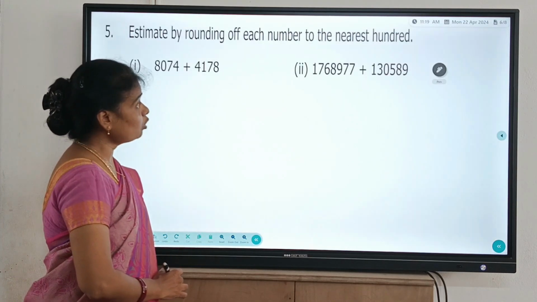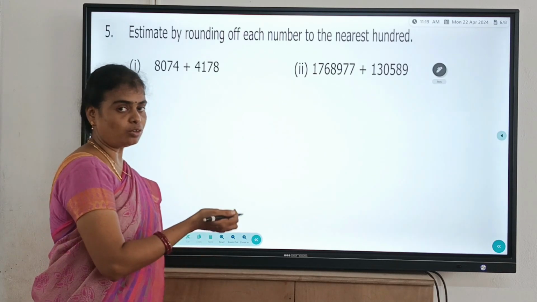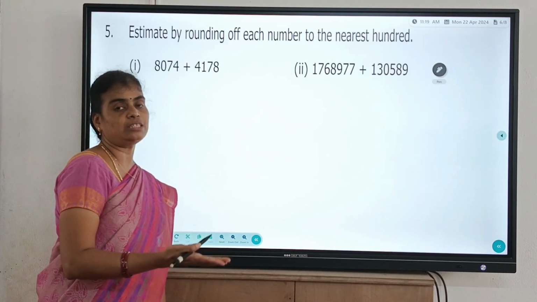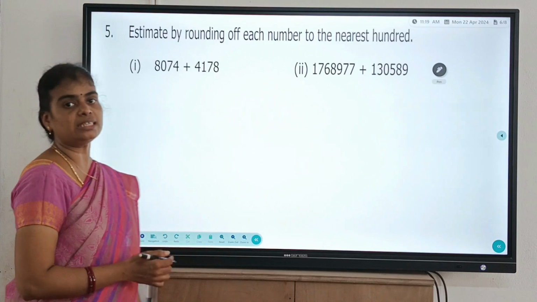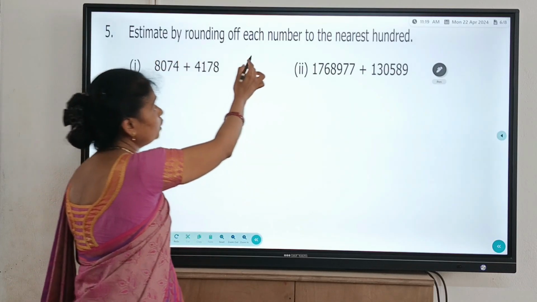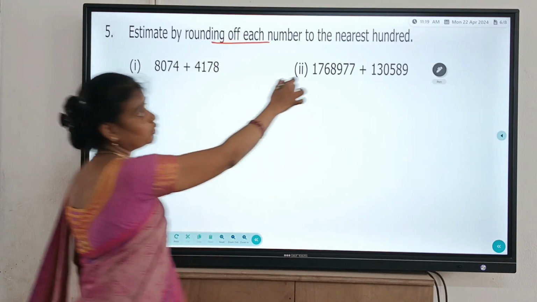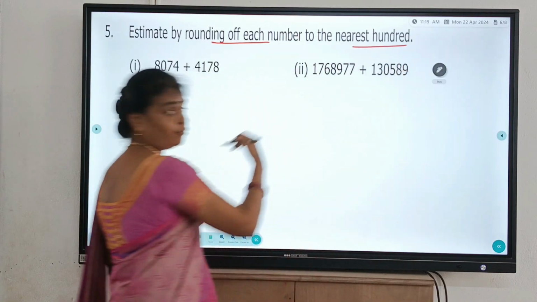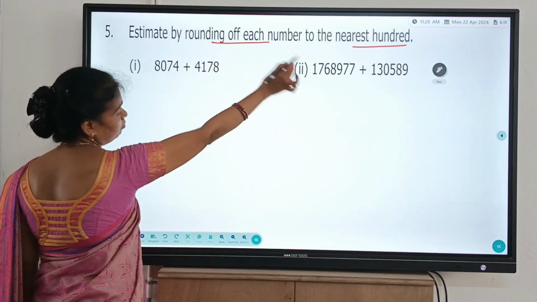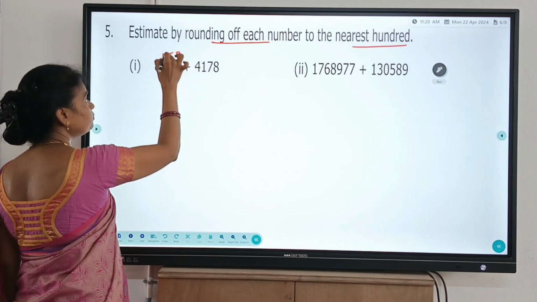Estimate by rounding off each number to the nearest 100. So in the previous sum, we found the sum of those two numbers and then estimated the answer to the nearest value. Now in this sum, they are asking us to estimate by rounding off each number. So first we have to round off each number to the nearest 100 and then we have to find the sum of those two numbers. So rounding off each number to nearest hundreds. Identify the digit in the hundreds place.